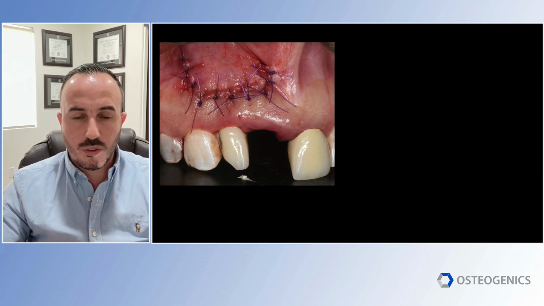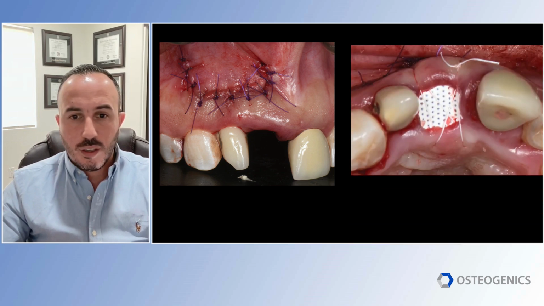And by doing the submarginal incision, we left everything intact for the papilla on the teeth. And we gave the patient an Essix retainer, and we placed cytoplast membrane and sutures.